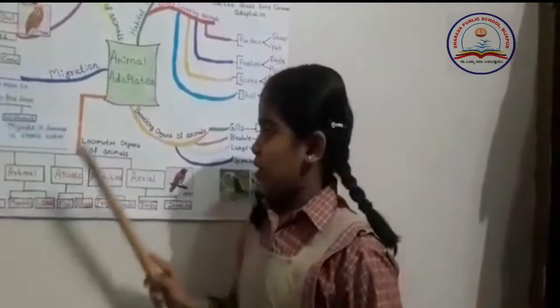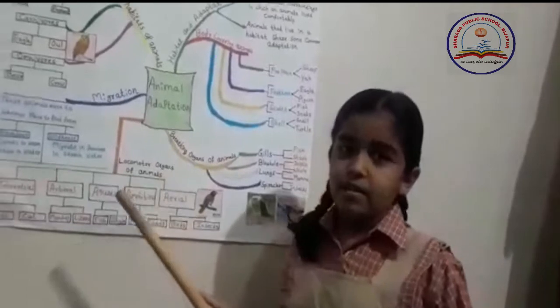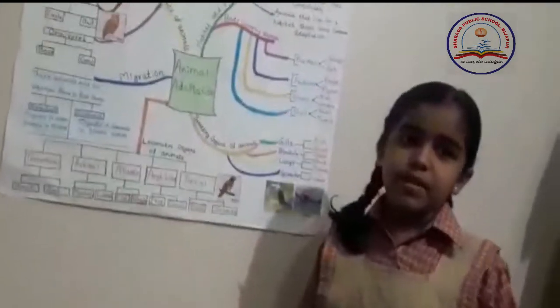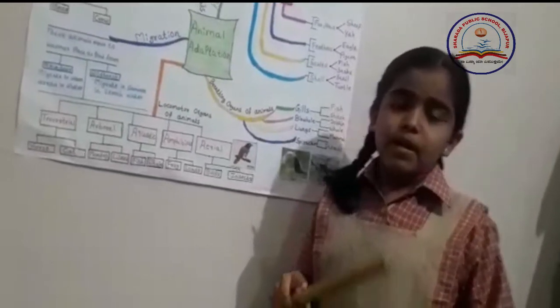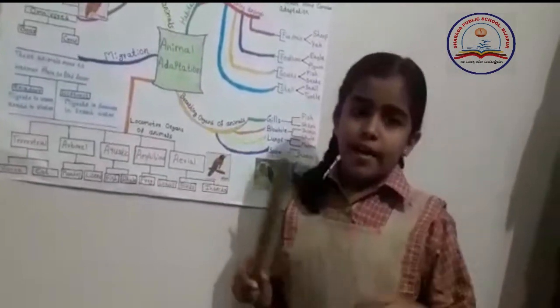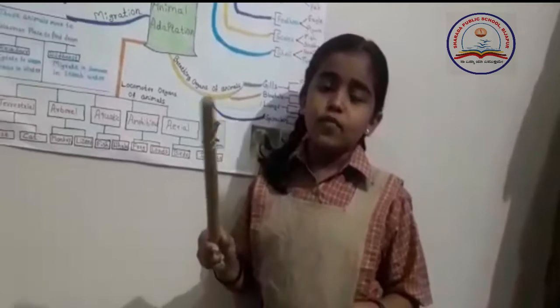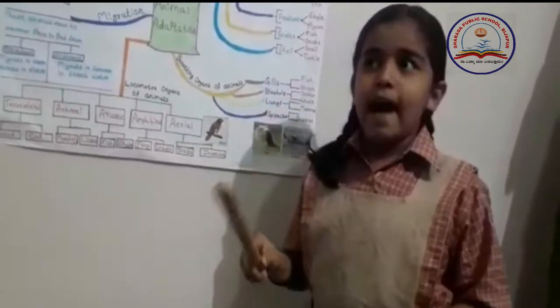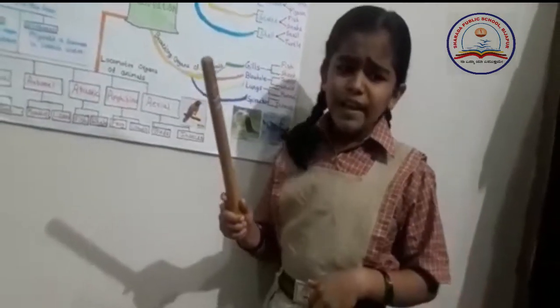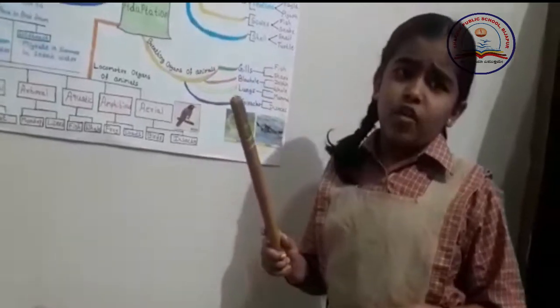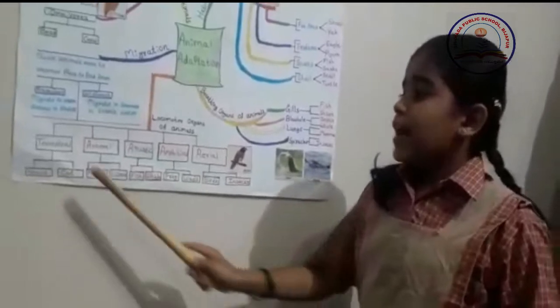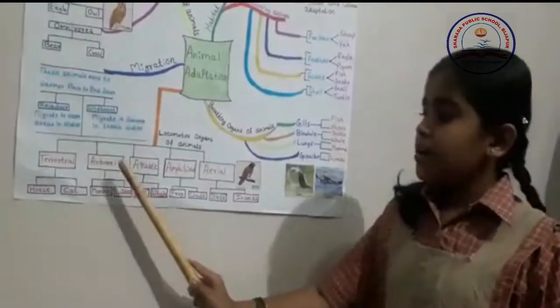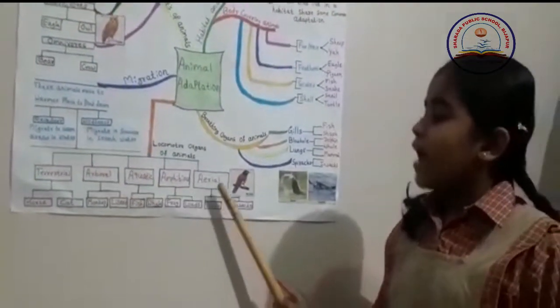Next I am going to explain about locomotor organs of animals. Locomotor organs of animals help animals move around in search of food, shelter and water. There are 5 types of locomotor organs of animals. They are terrestrial, arboreal, aquatic, amphibious and aerial.